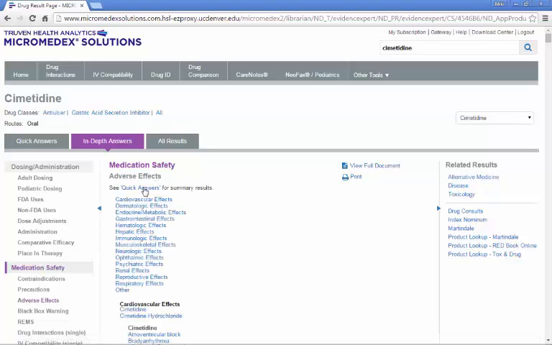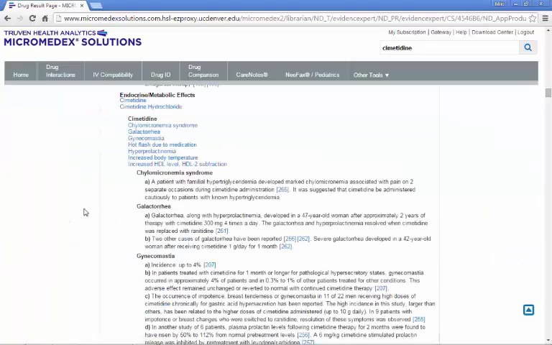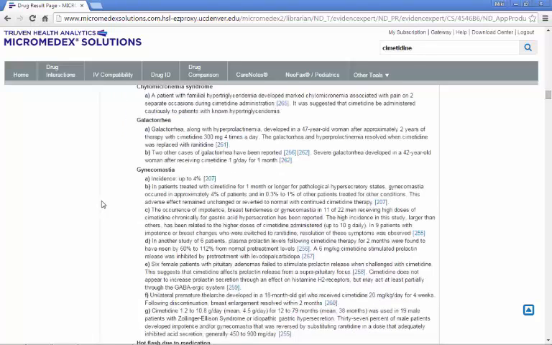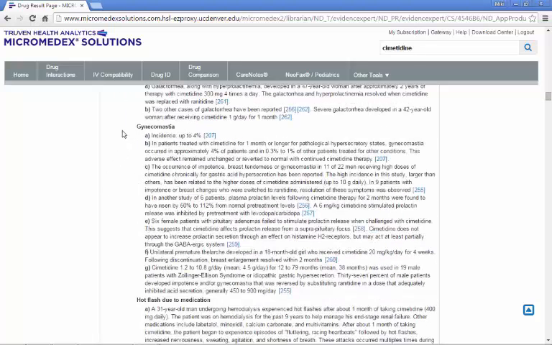And now I'm going to go under adverse reactions. And then I know in Facts and Comparisons it was listed under endocrine, so I will click on the endocrine metabolic effects. And then here again, I have a nice explanation of gynecomastia for cimetidine.